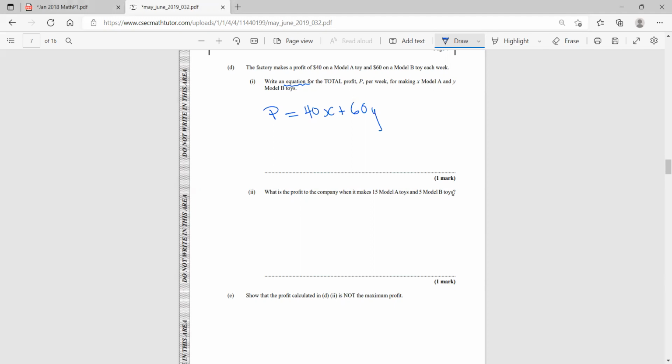What is the profit to the company when it makes 15 Model A toys and 5 Model B toys? So nice and simple again, if they're actually given the variables numbers now, because remember, X is the amount of Model A, Y is the amount of Model B. So if we're going to make 15 Model A and 5 Model B, then the profit is going to be 40 by 15, yeah? Plus 60 by 5, which is how much in total? 900. So $900 for your profit.